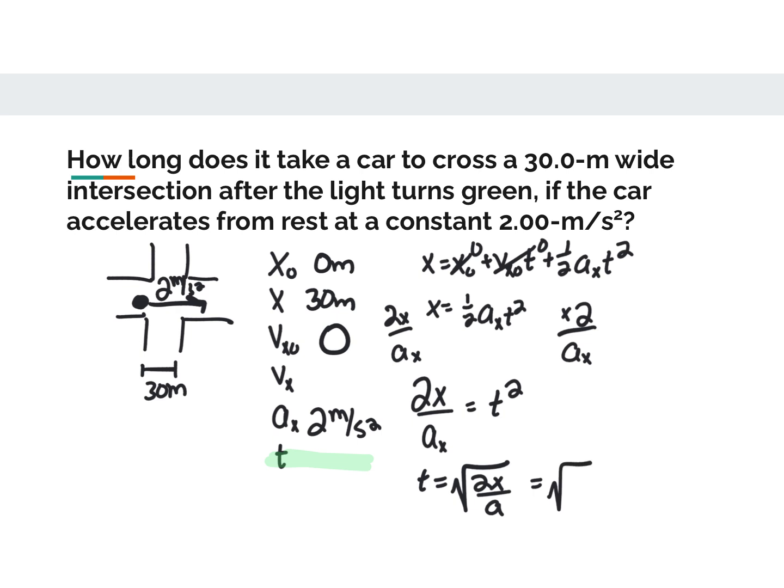Then I can plug in 2 times 30 divided by 2. So this answer is going to be the square root of 30 seconds. I do not have my calculator with me, but you guys can put it in and figure it out.